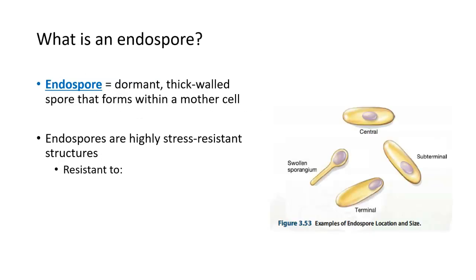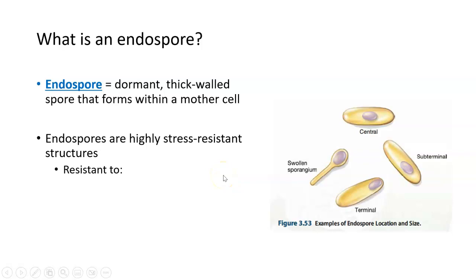So what is an endospore? An endospore is a thick-walled spore that forms inside of a mother cell. Endospores are considered a dormant structure. Bacteria are not able to divide when they're in an endospore form. And you can actually see different types or shapes of endospores. The spores are here in purple, and they form inside of these mother cells in yellow.